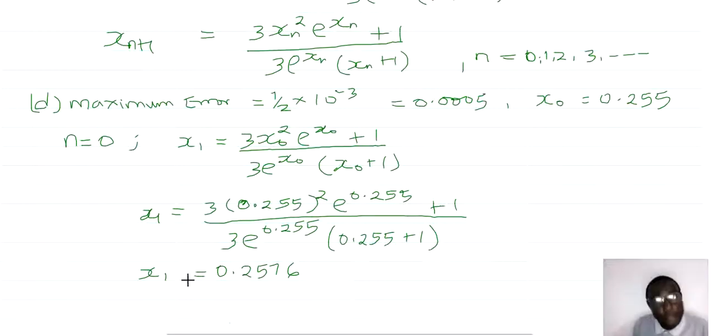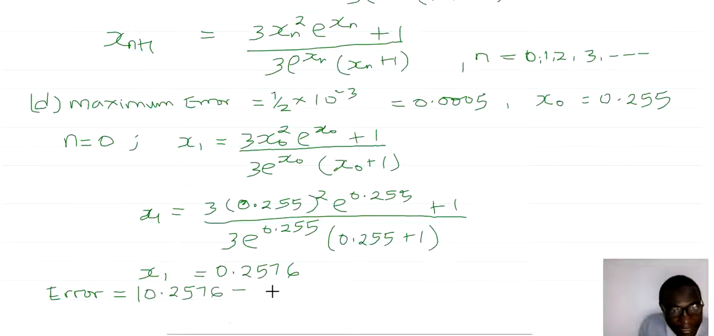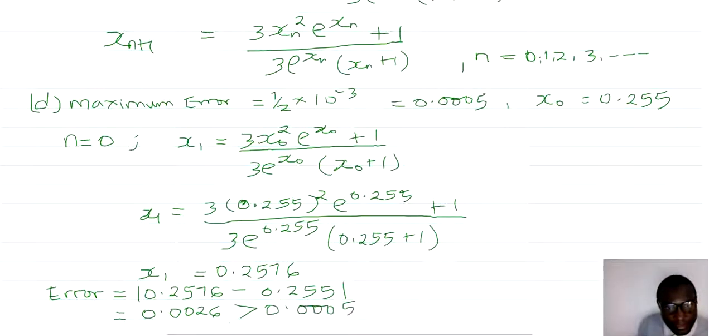Now before we continue, let us check on the error. It is only the error that allows us to continue. So we have error. This is going to be the magnitude of x1 minus x naught. So we have 0.2576 minus 0.255 and a magnitude. There we shall have 0.0026. When you look at this value, it is greater than the maximum required error, which is 0.0005. So that means we should continue.